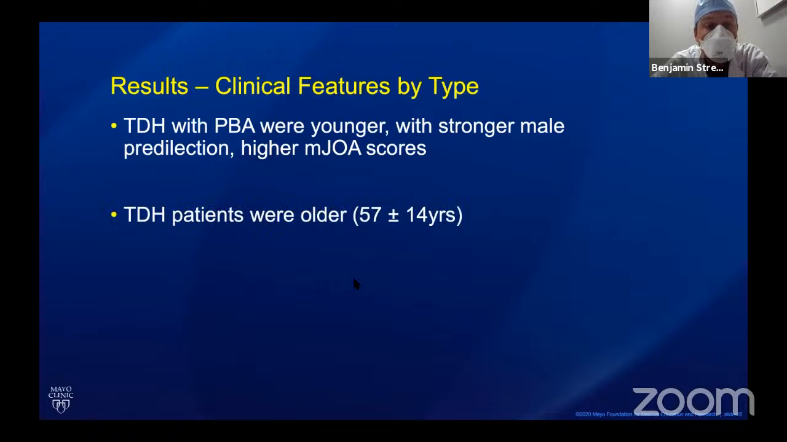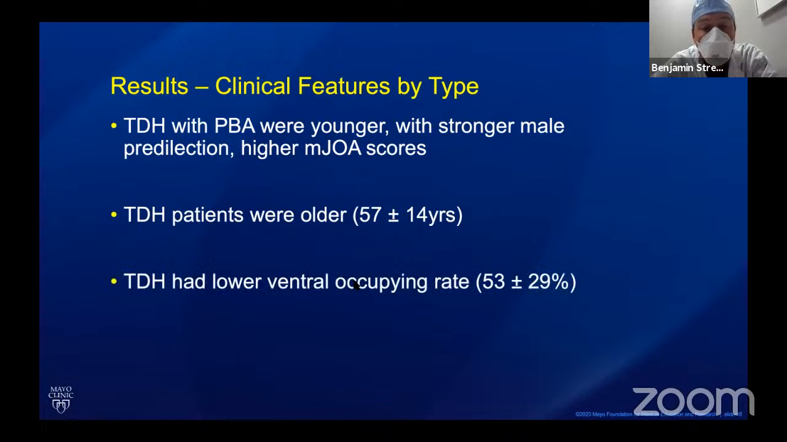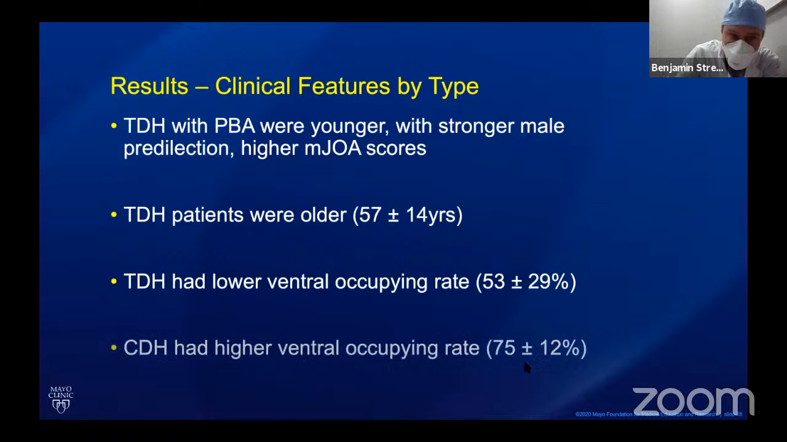They noted that the TDH patients alone were usually older. They noticed also that the TDH had a lower ventral occupying rate than the remainder of their cohorts. And they also noted that the calcific disc herniations had a higher ventral occupying rate.